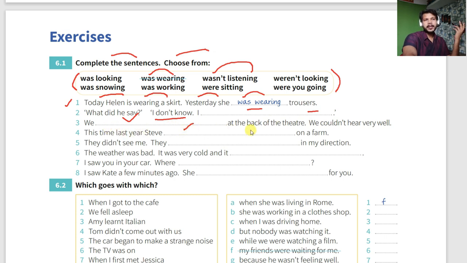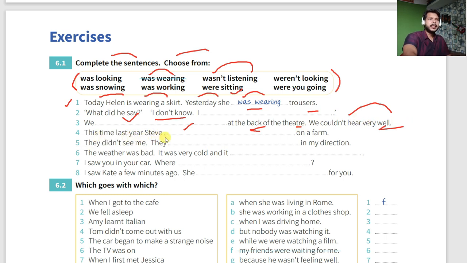We were sitting at the back of the theater. We couldn't hear very well. See, we couldn't hear very well is past indefinite, meaning this action took place. But when did it take place? When something was already going on. So we were sitting at the back of the theater, we couldn't hear very well, fine.